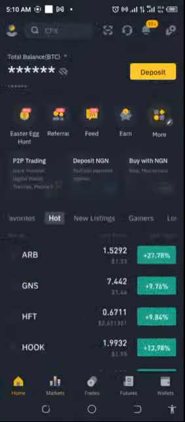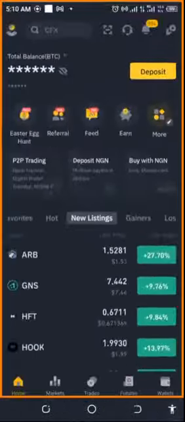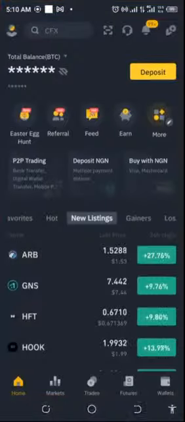It's barely like 3 weeks old, and it's still pumping. As you can see right now, the price is currently $1.52. So it rose all the way as of yesterday.